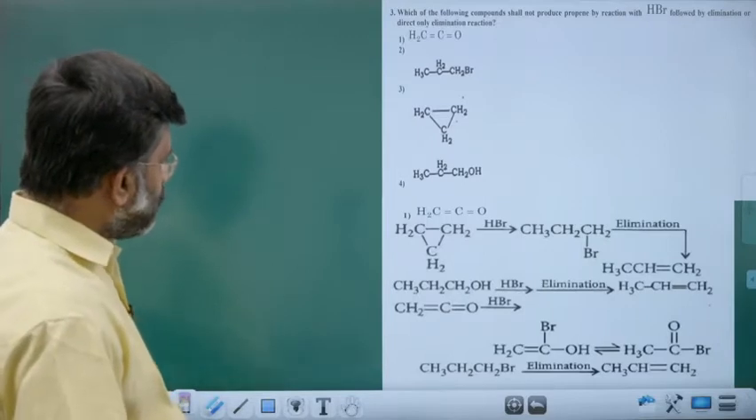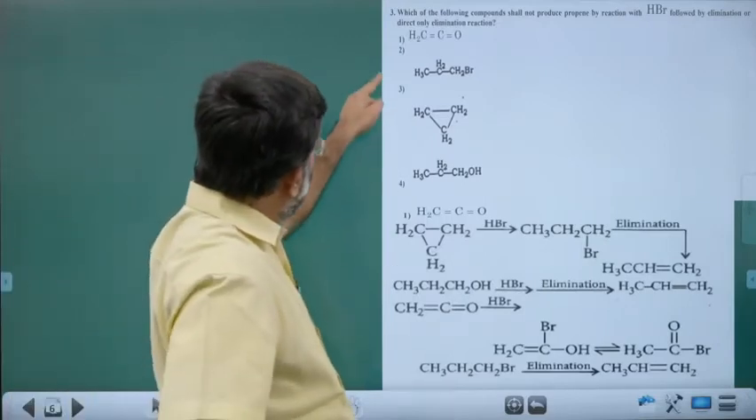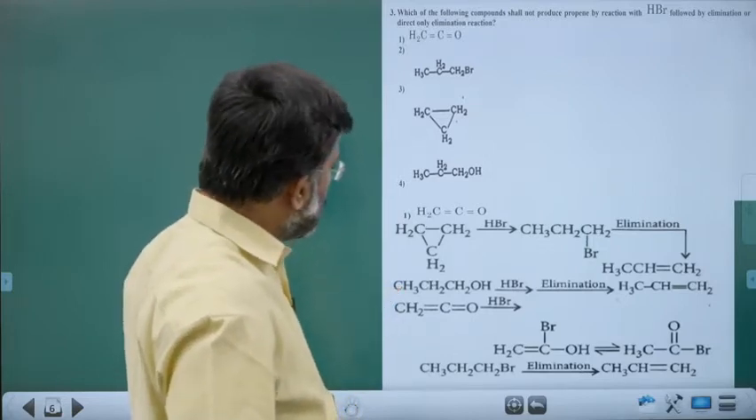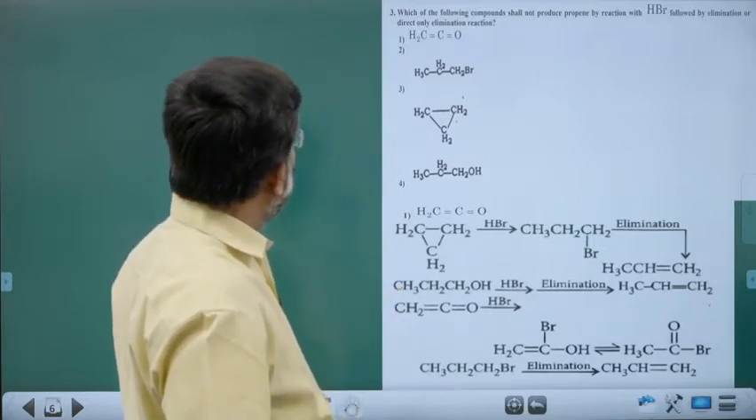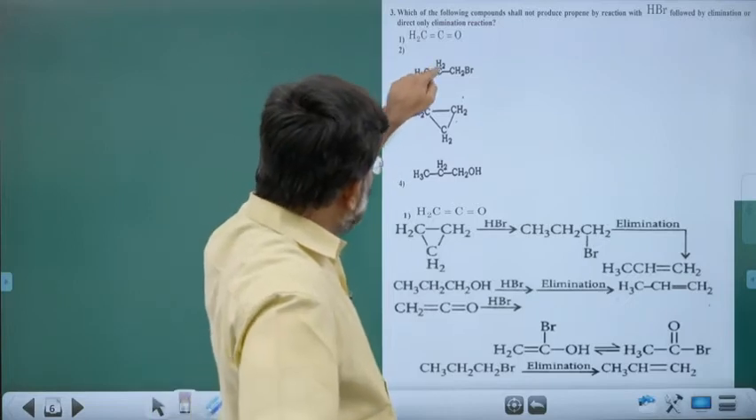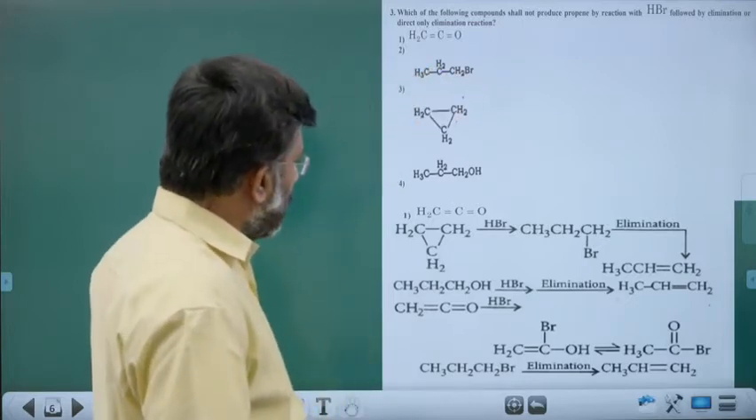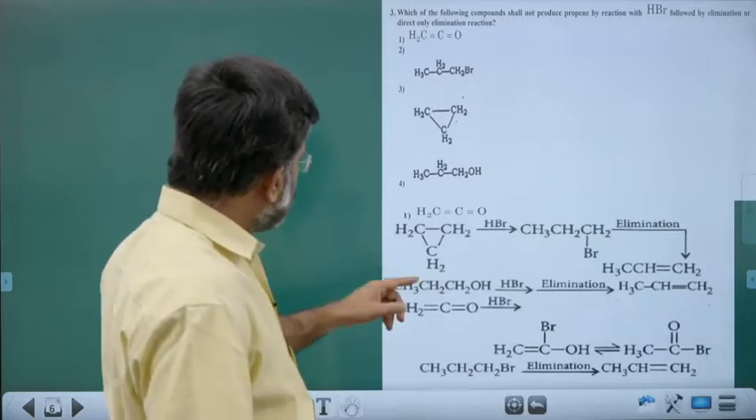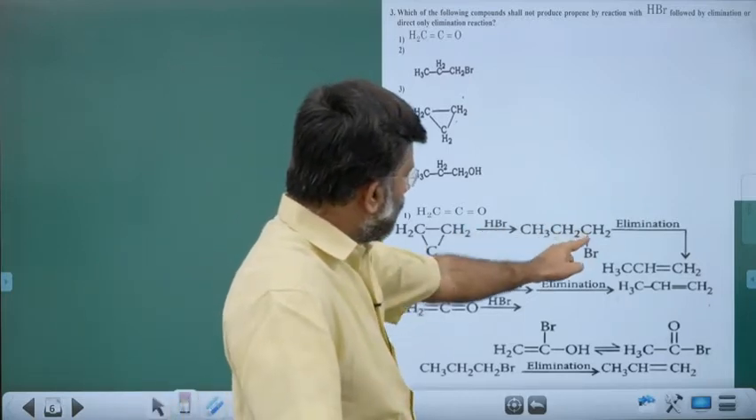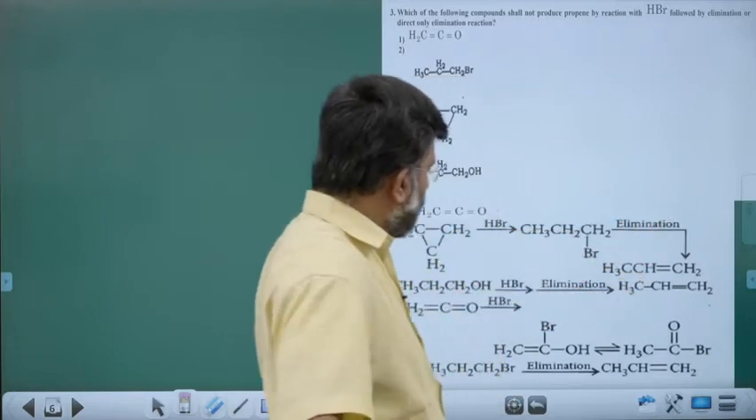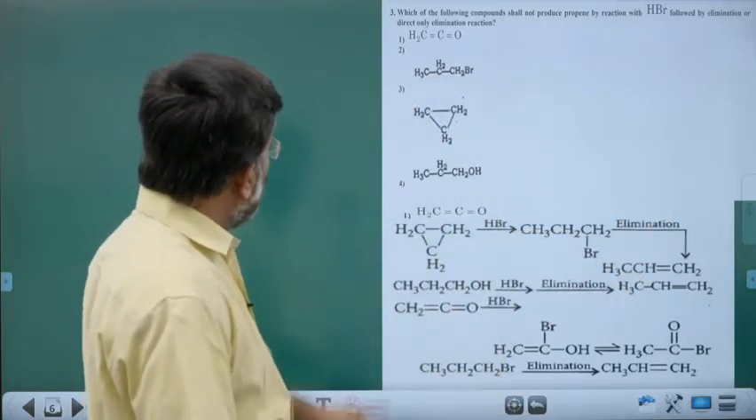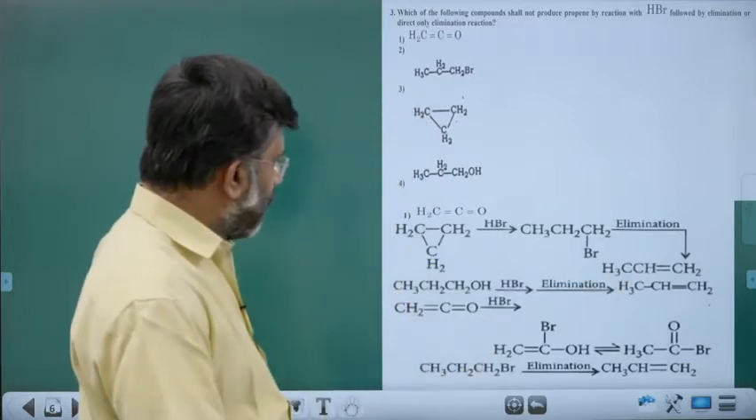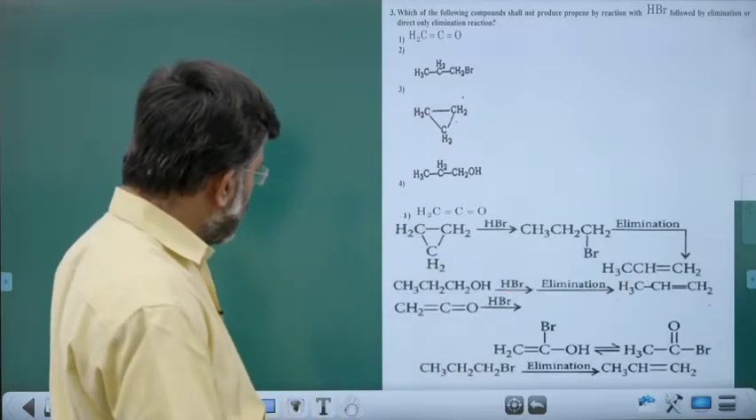While you see second molecule. This one, CH3, CH2, CH2Br. Upon elimination, you can get alkene. This one with HBr, you can get this. Upon elimination, you can get propene. Propanol, HBr, followed by elimination, you can get propene.